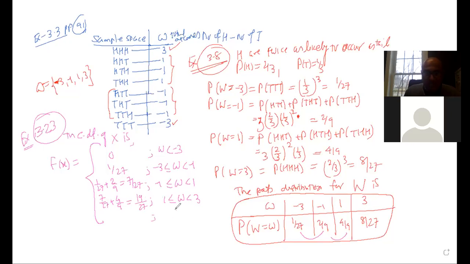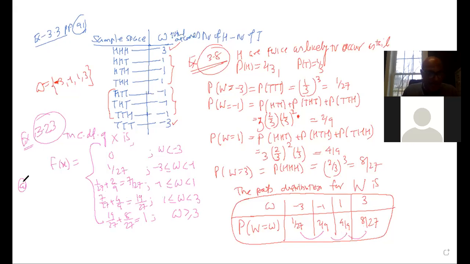And finally, w is greater than or equal to 3. So that means now I have 19 over 27 and I have to add this last part, plus 18 divided by 27. If you add this one, 19 plus 18 over 27, that is equal to 1. I told you the first one is 0, the last one must be equal to 1.